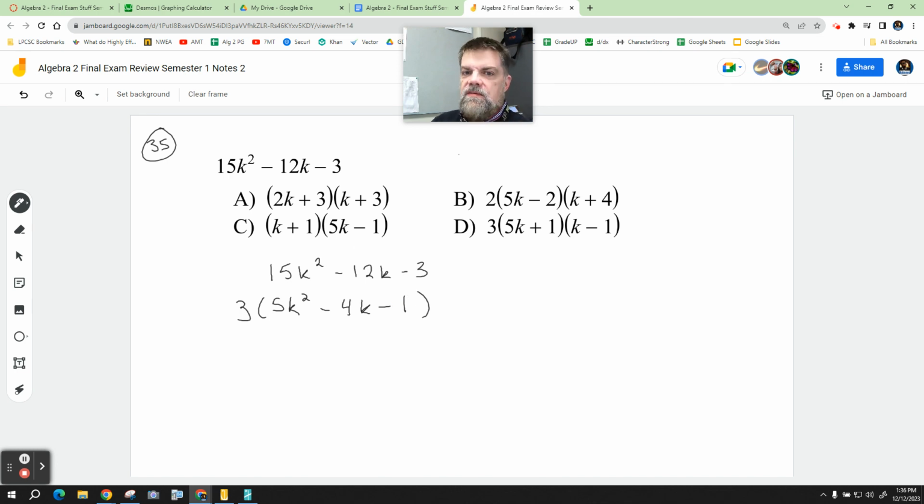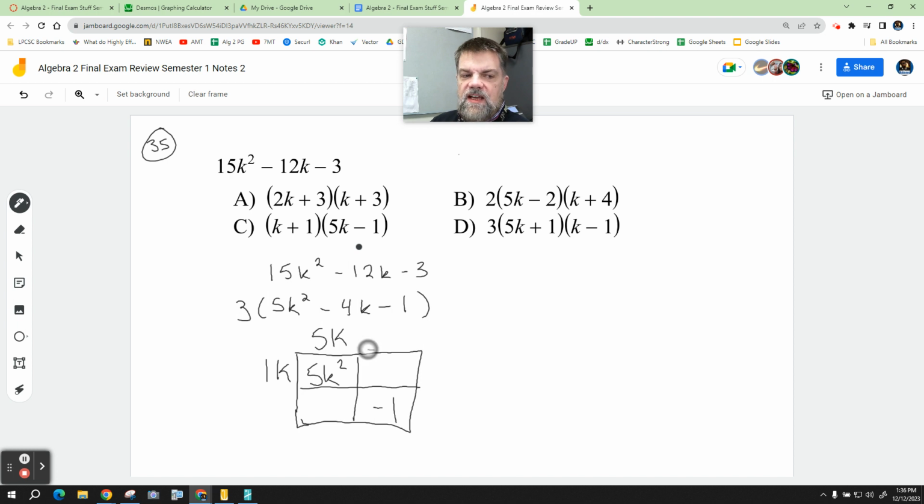Pun intended. So now the 3 just kind of stays out to the front, but to solve the stuff in the parentheses, remember I just put the first term in the first box and the last term in the last box. So I'm going to say 5k squared and then negative 1 here. Now 5 is a prime number, so the only way I can get that is 5k times 1k. That's the only way I can get 5k squared.